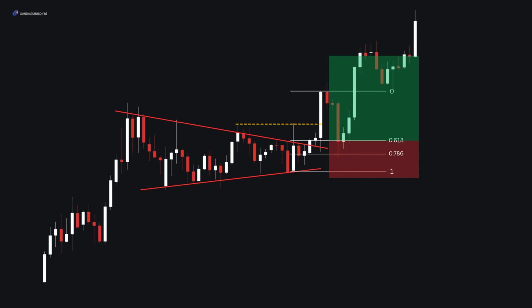The same concept will apply. If price breaks the wedge pattern to the downside, we will first look for a break of structure, and then we will apply the retracement tool and set our order at the 0.618 level.